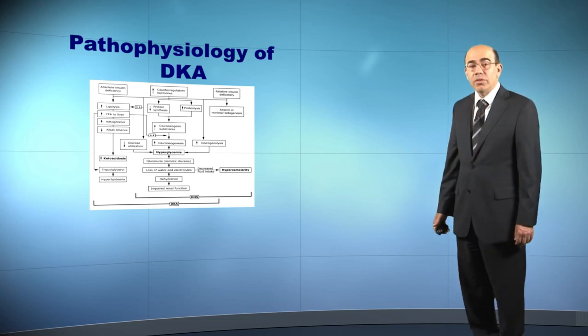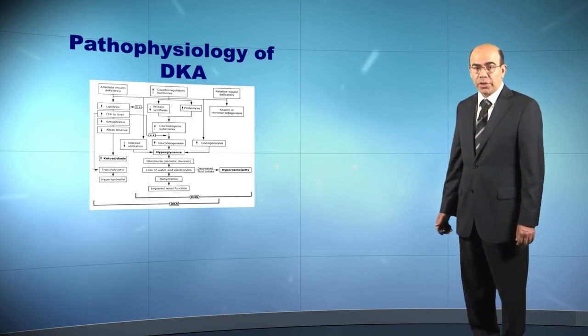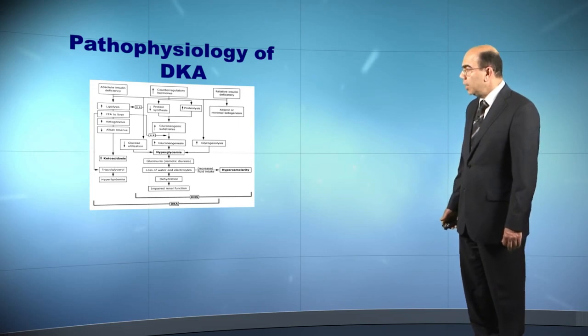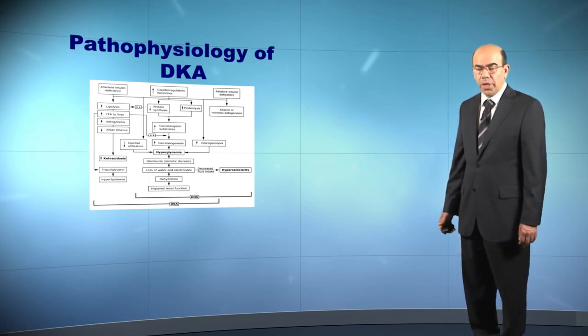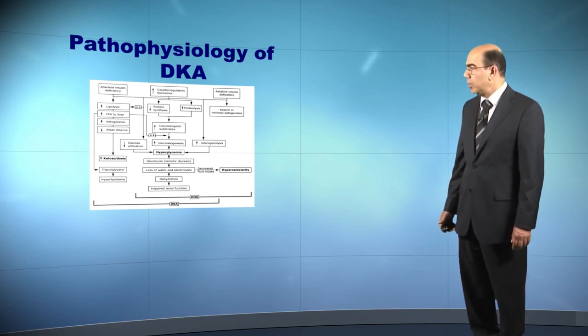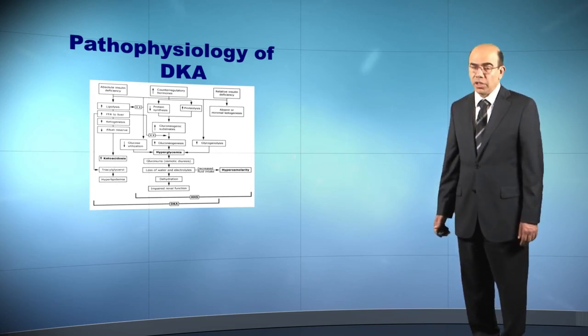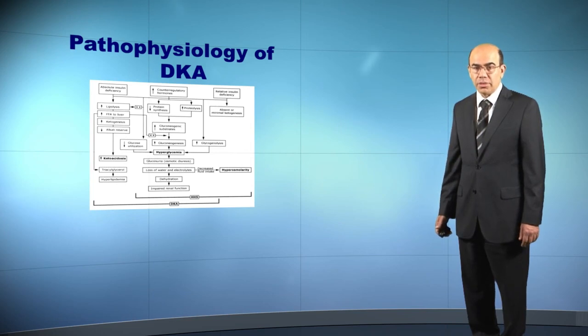Relative insulin deficiency in HHS, that is hyperglycemic hyperosmolar state, leads to hyperglycemia and fluid depletion. But because there is some insulin available that inhibits lipoprotein lipase, ketone synthesis is minimal.